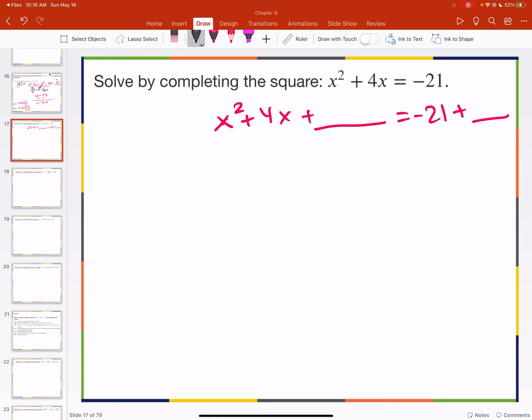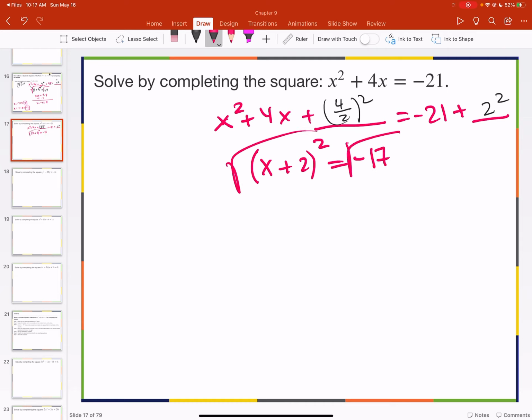So what's half of 4 and then square it? That's just 4 over 2 squared. So that's just 2 squared. When I factor this, it's going to be x plus 2 squared on the left-hand side. And on the right-hand side, it's going to be negative 21 plus 4. That's negative 17. Take the square root.